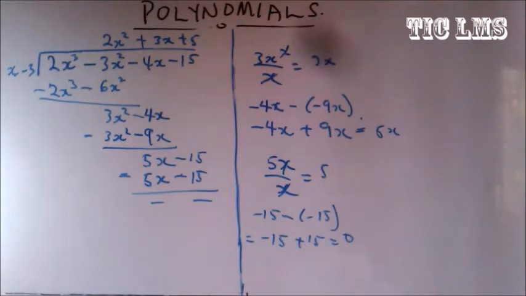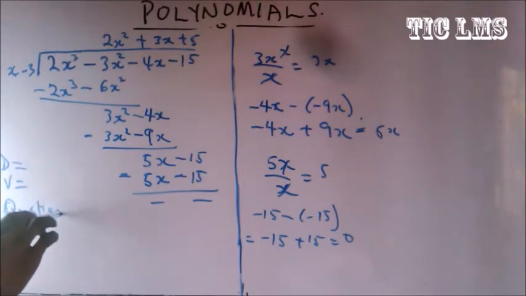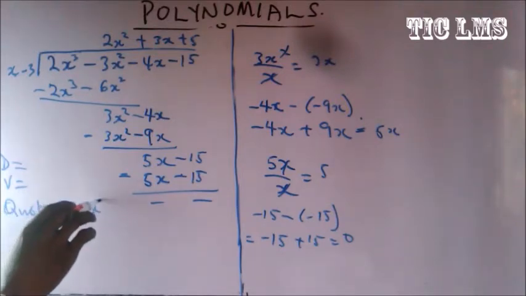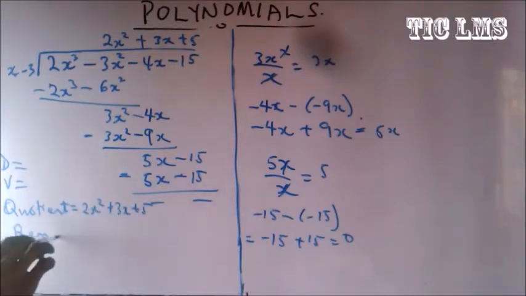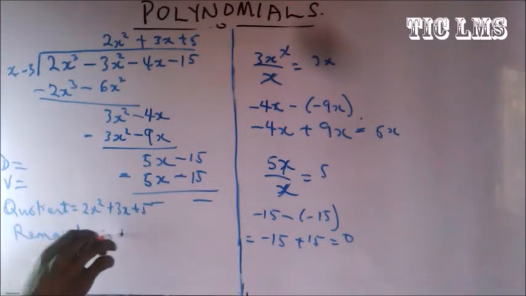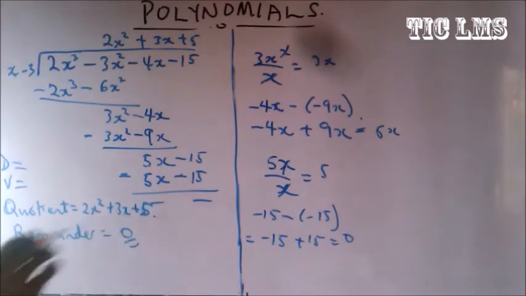So from this question, we have our dividend as this. We have our divisor as this. And then we have our quotient as 2x squared plus 3x plus 5. And we have no remainder. So the remainder is equal to 0.